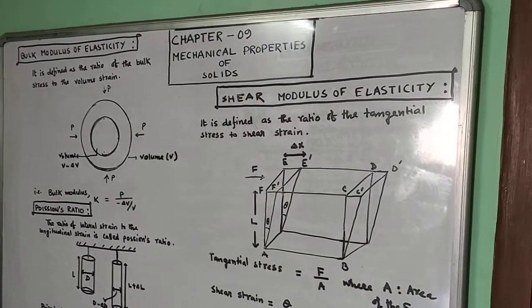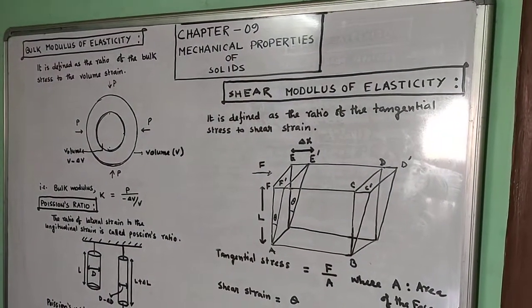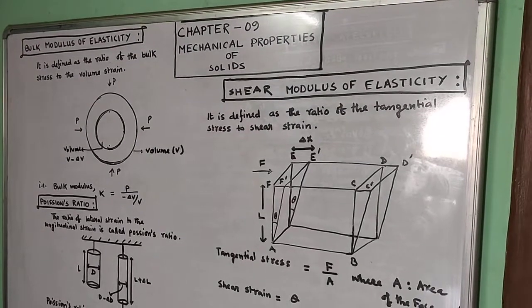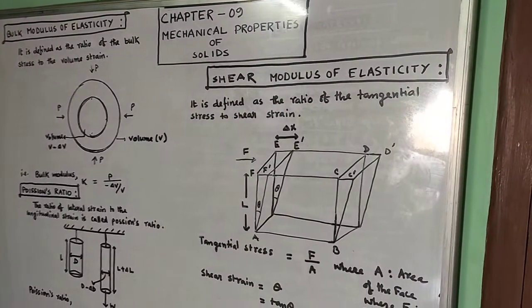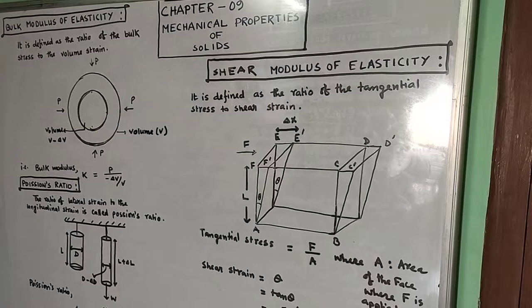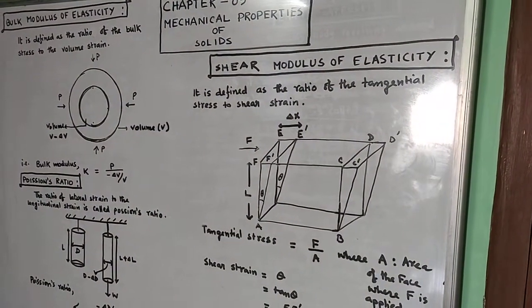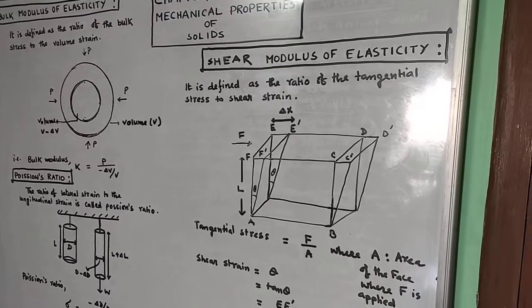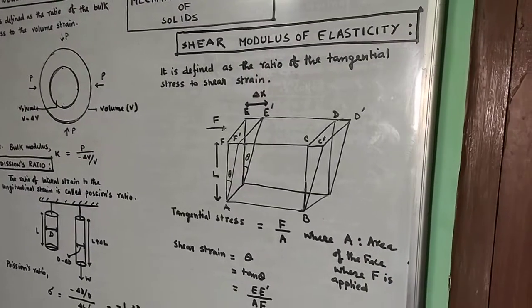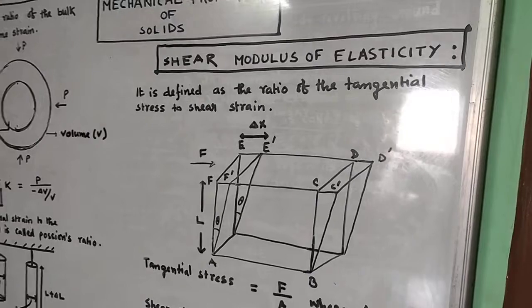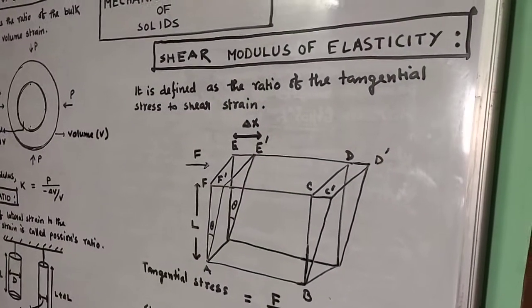Good morning, students. Today we are going to discuss a few topics from chapter 9, Mechanical Properties of Solids. Now the first topic which we are going to discuss is shear modulus of elasticity. Now what is shear modulus of elasticity? Let me define. It is defined as the ratio of the tangential stress to shear strain. Now stress is nothing but force by area.